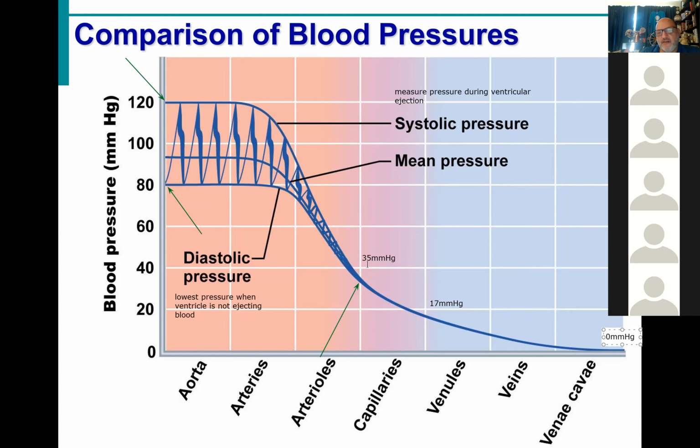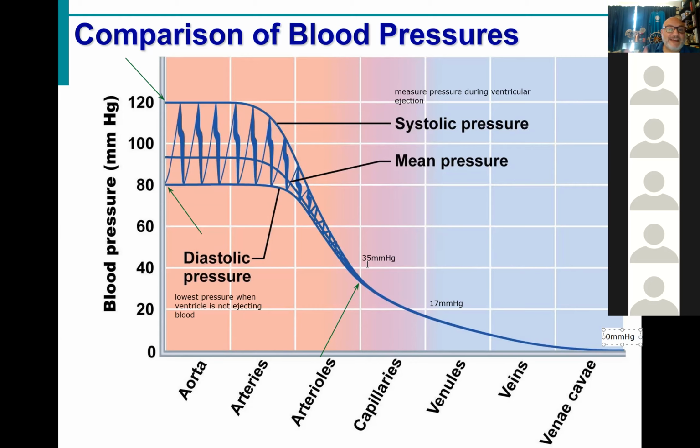85, excellent. Through the capillaries, it's 35 to 17. How big of a change is that? 18. And in all the veins, from the tip of the capillaries at the tip of your toe all the way back to the heart, how big is the change in pressure in the veins? 17.